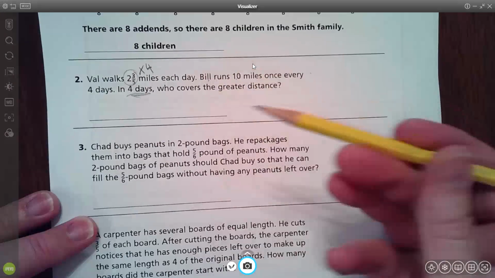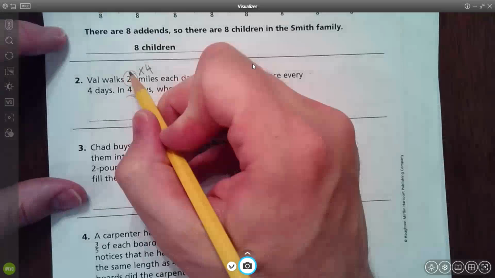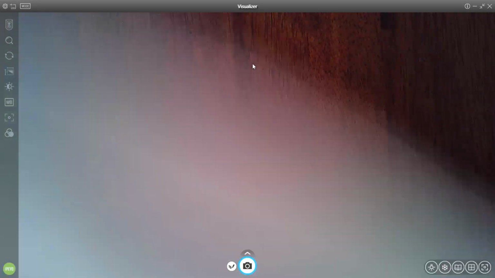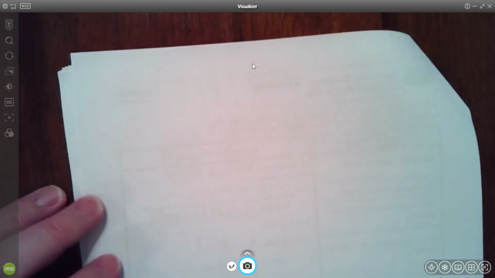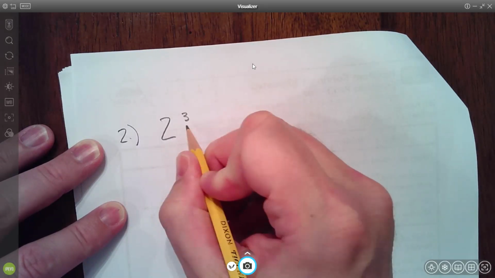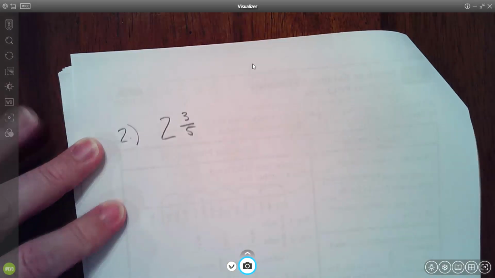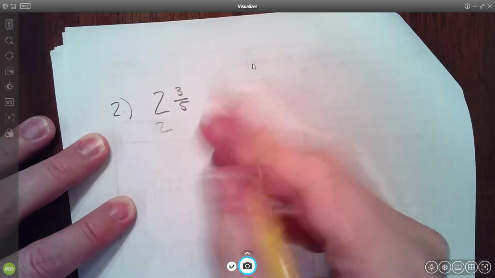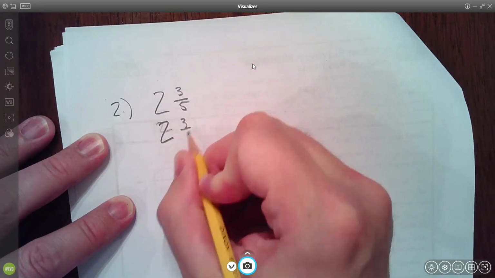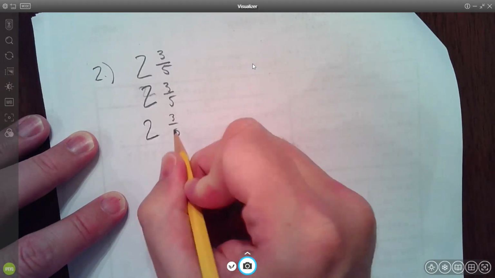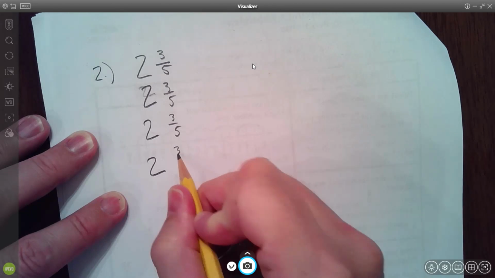So I'm going to flip over to page 2, and we'll take 2 3/5, and we'll add it 4 times. Number 2. I'm going to take 2 3/5 plus 2 3/5 plus 2 3/5 plus 2 3/5.